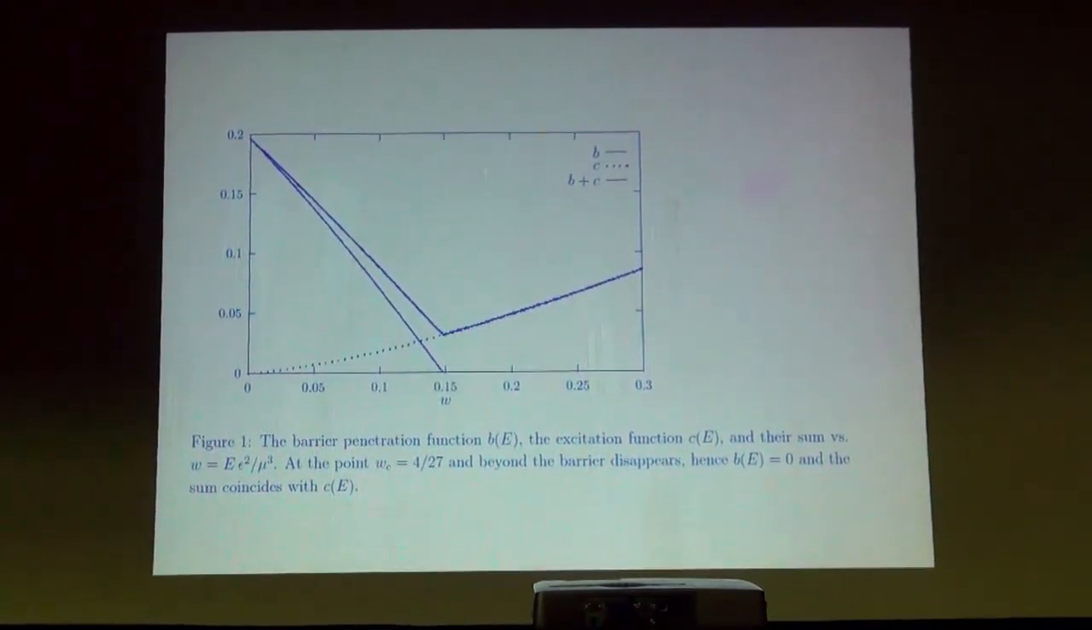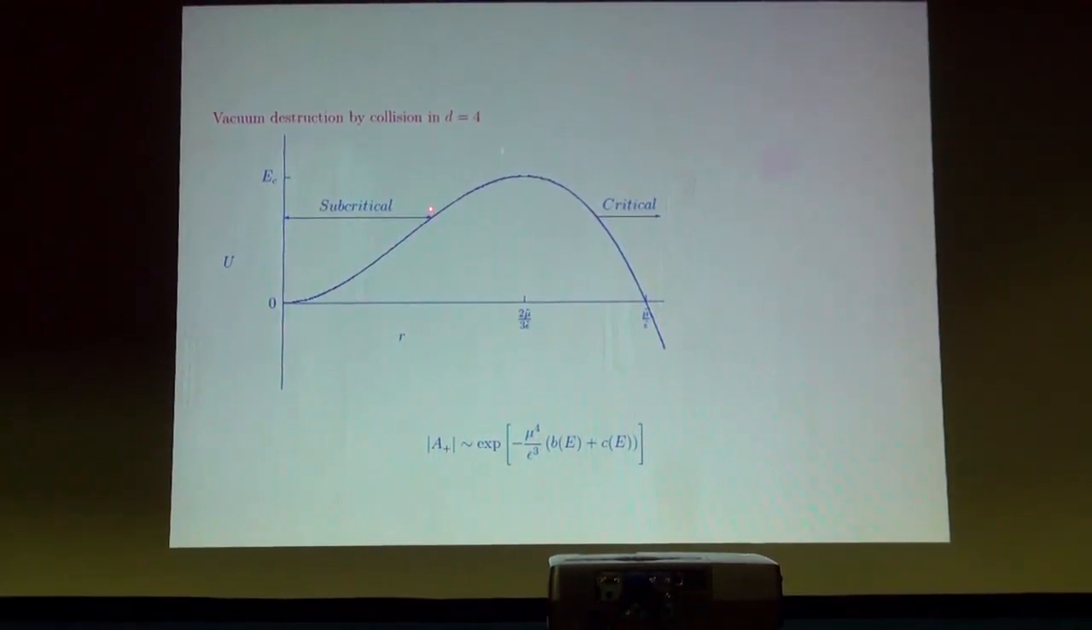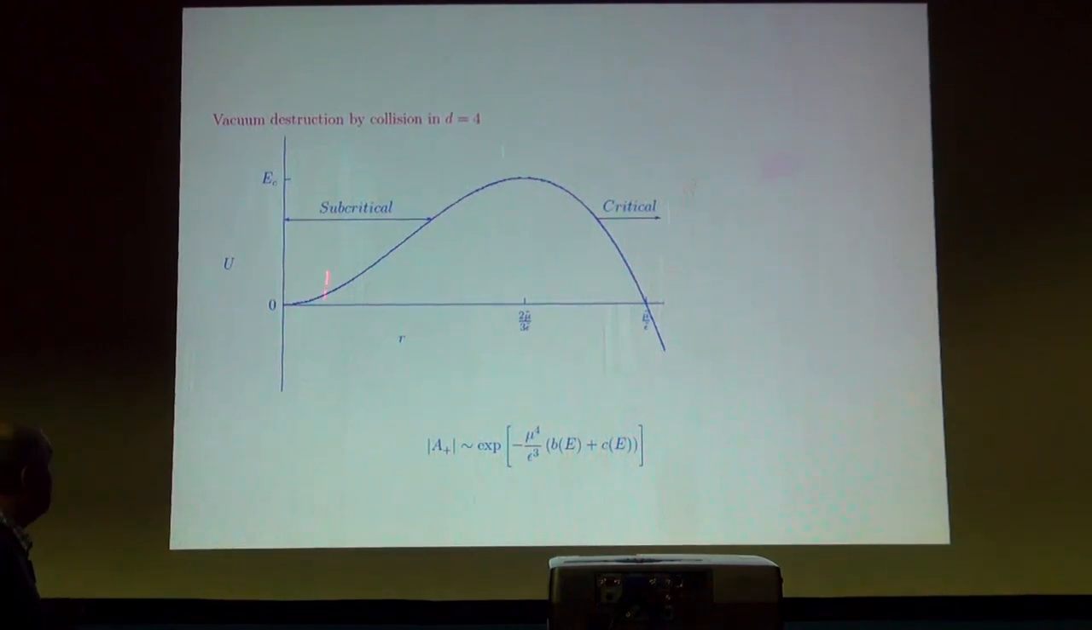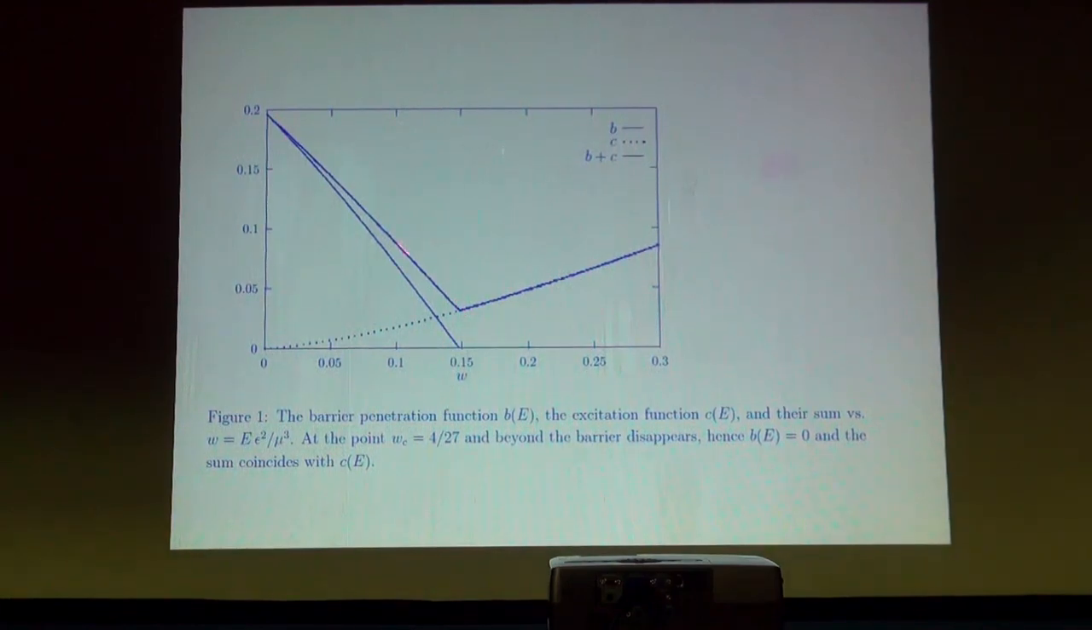Indeed, what happened? If we look at this picture, at higher energies, the barrier is smaller, narrower, lower, and the barrier factor goes down. However, there is another exponential factor which goes up with energy, and it's also negative. This is C, which is the difficulty of excitation of the high state. And it turns out that the sum, so this is the C dotted line, this is B, and their sum, which stands as negative in the exponent, actually never hits zero. So the exponential suppression never disappears.